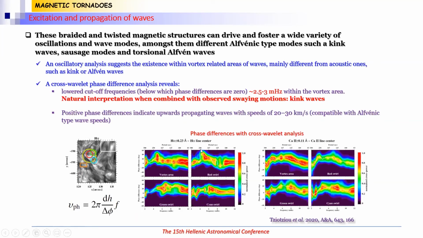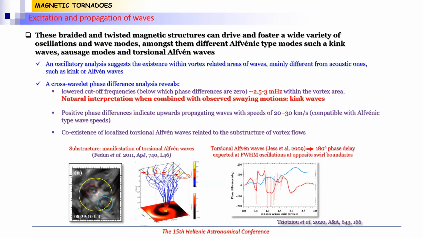Third, the phase difference analysis, when we do it in H-alpha and in the calcium lines, and for different vortex areas, so within the whole vortex area and also the substructures seen as these red, green, and cyan circles, in all cases we see that the phase difference is positive. And by taking this formula, we calculate speeds of the order of 20 to 30 kilometers per second that are compatible with Alfvénic type wave speeds.